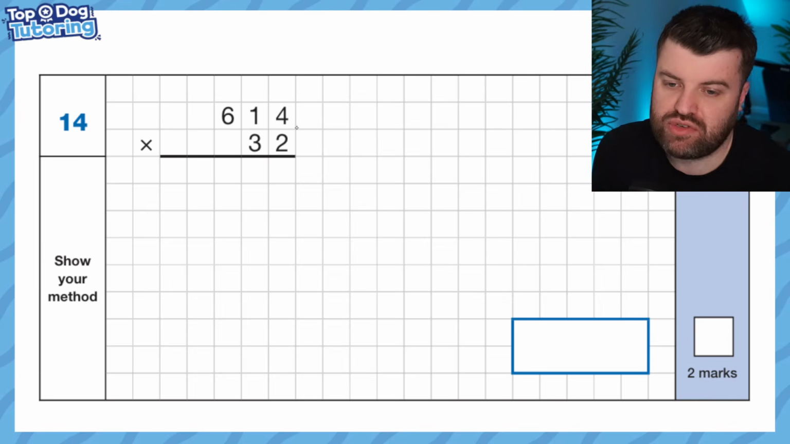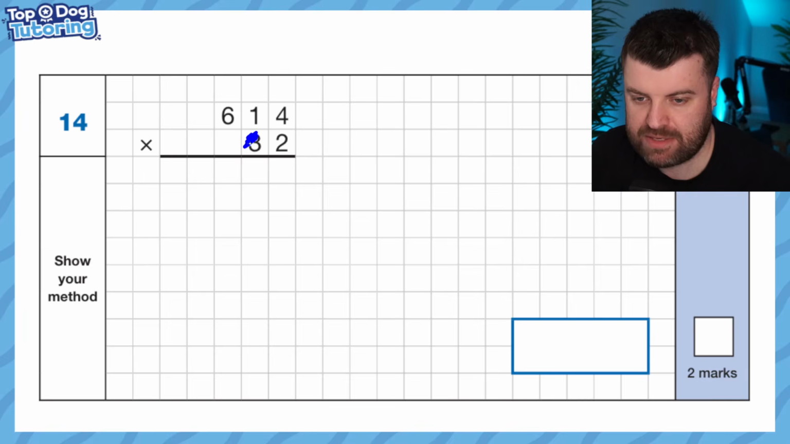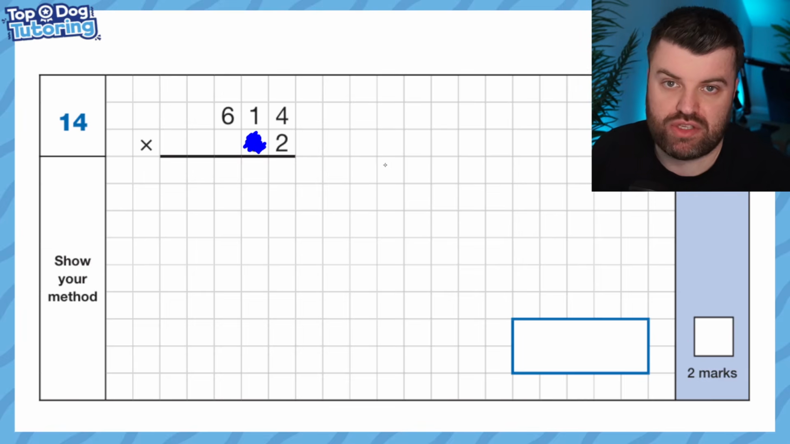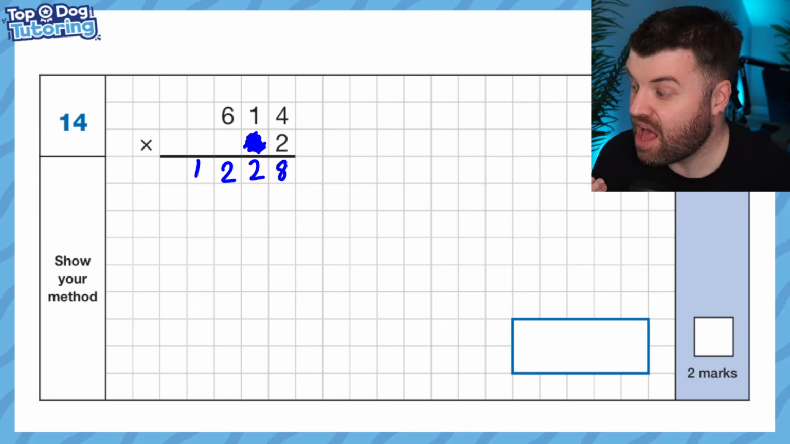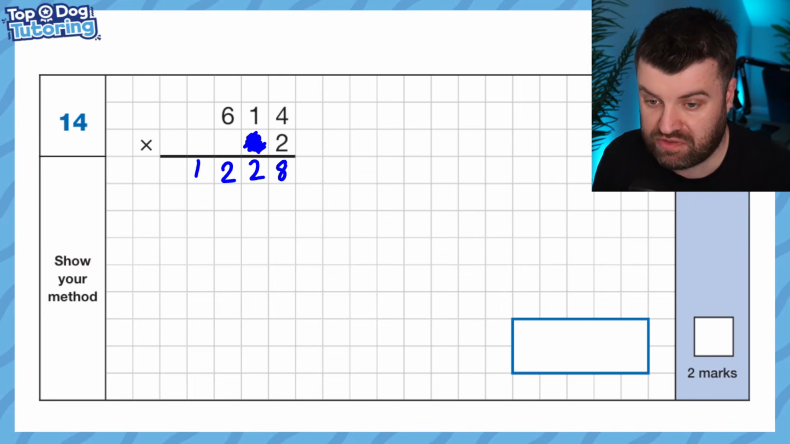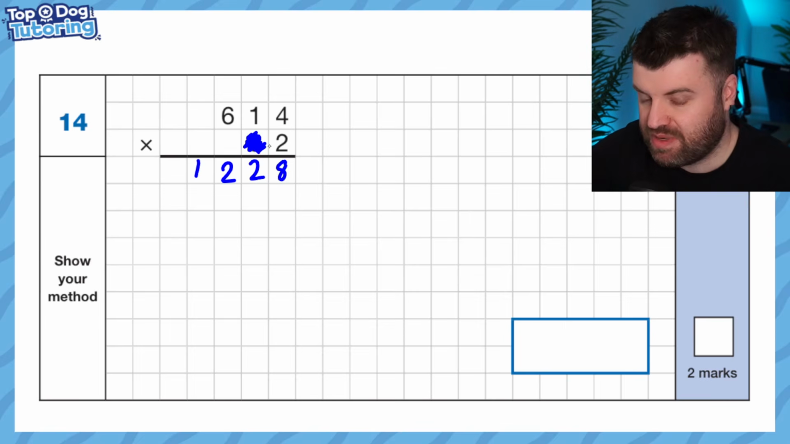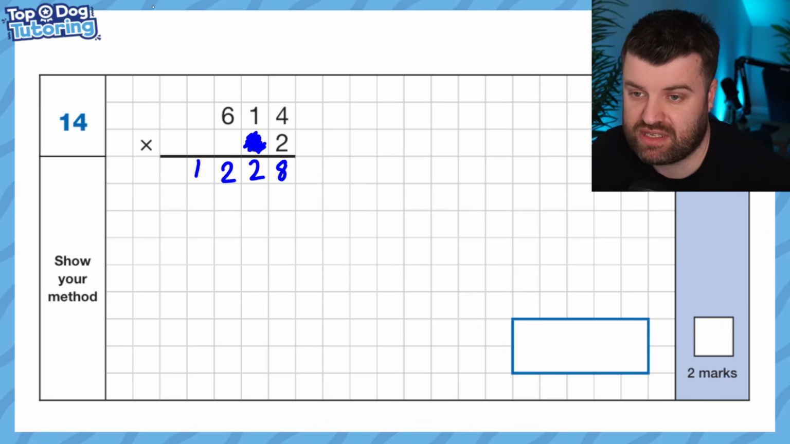So 614 multiplied by 32. Now, what I'll start off by saying to the children is, imagine this was just multiplying by 2. It would be short multiplication. 2 times 4 is 8. 2 times 1 is 2. 2 times 6 is 12. And I wouldn't be doing long multiplication unless the children were really confident and proficient in short multiplication first. So showing them this step shouldn't be a surprise. You should be saying to them, look, you know how to multiply by a one-digit number. It's just short multiplication. It's as simple as that.